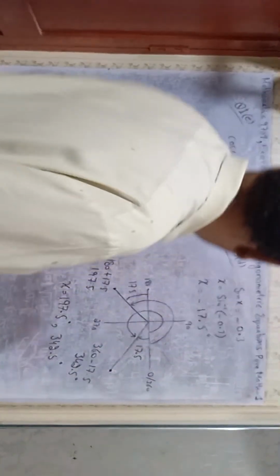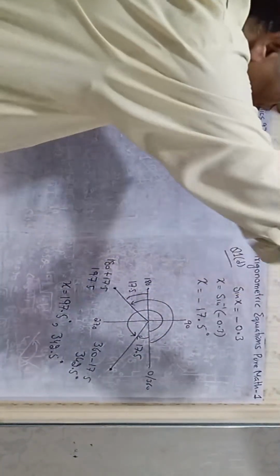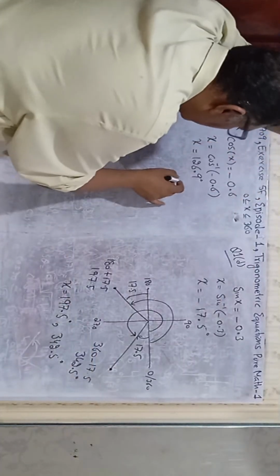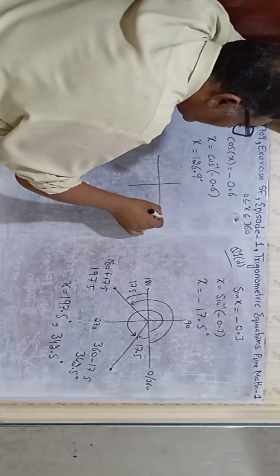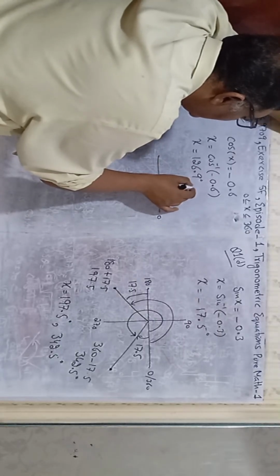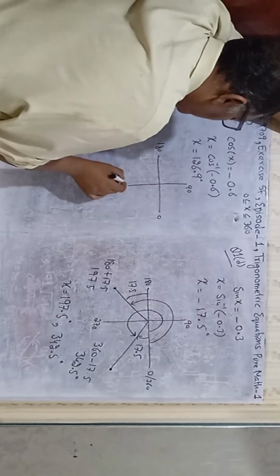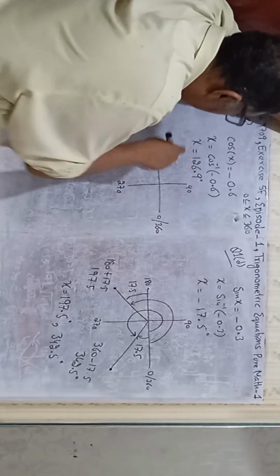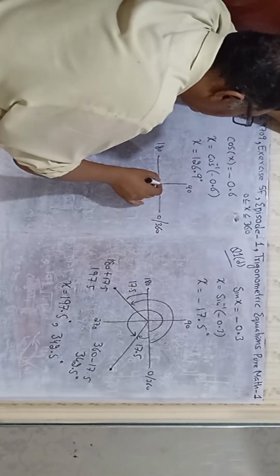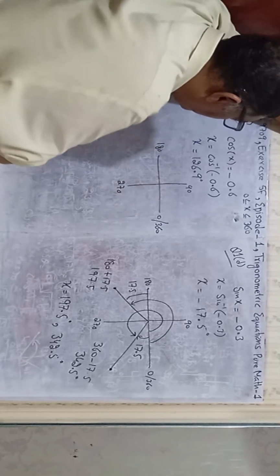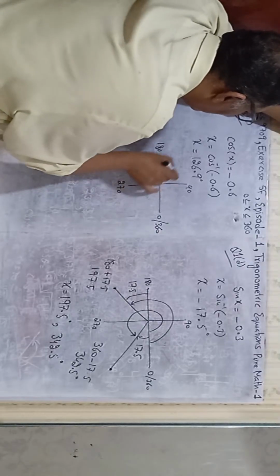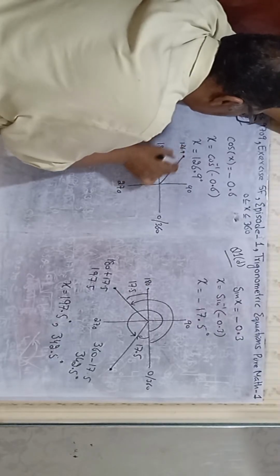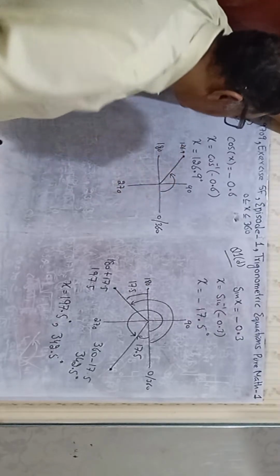So this is highly technical. You see, cos x is negative. So cos is negative in the second quadrant and in the third quadrant. Here we have 0, here we have 90, here we have 180, here we have 270, here we have 360. This angle 126.9 will be here somewhere. So this angle is 126.9.